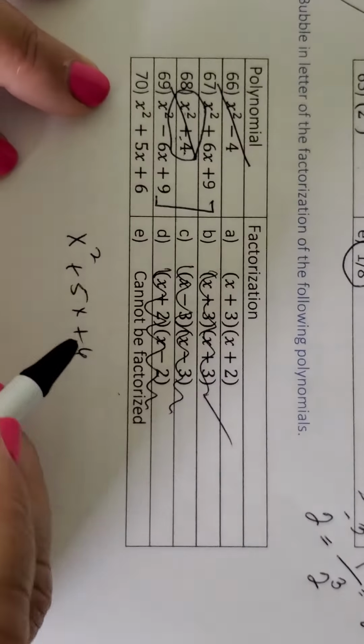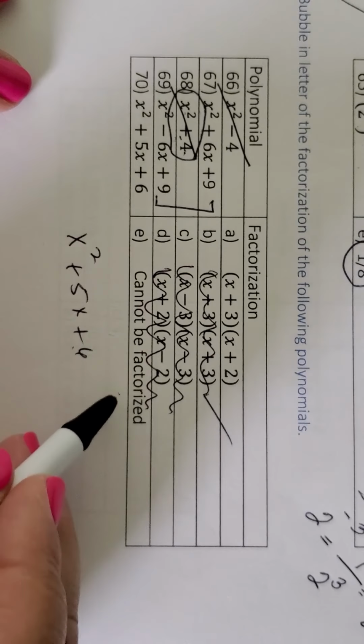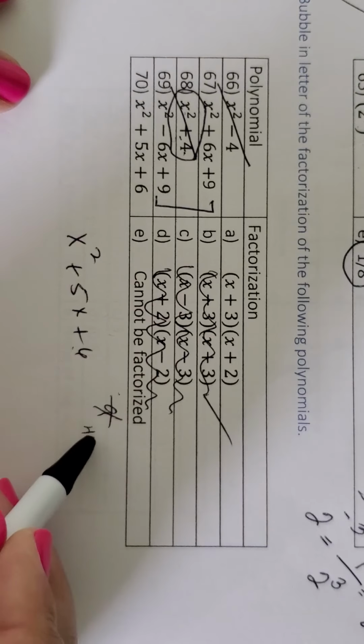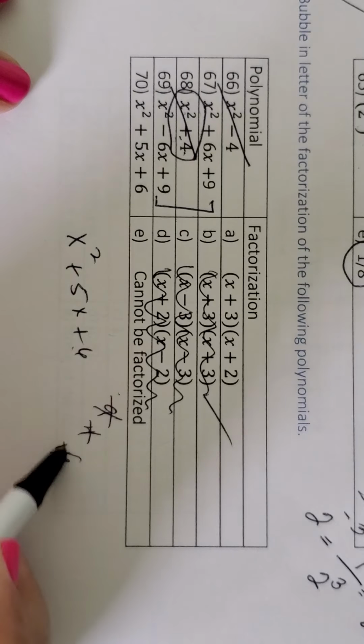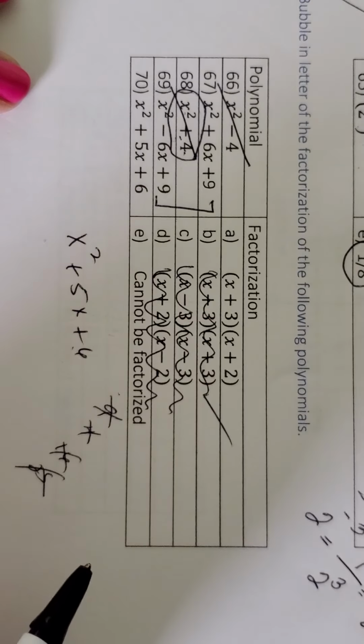Not perfect because this is not a perfect square. This is not a 9. This is not a 4. This is not a 16. This is not a 25. This is just a 6.